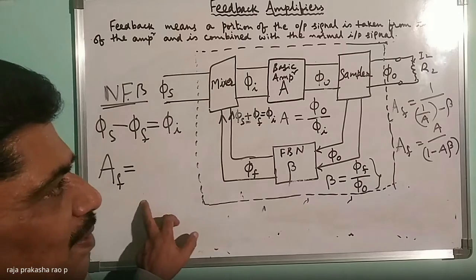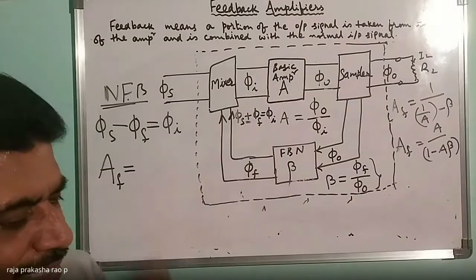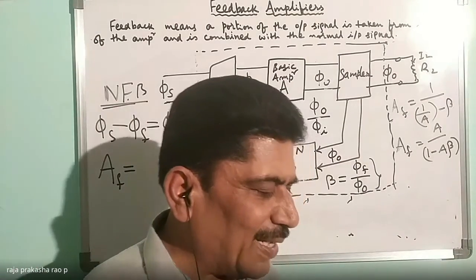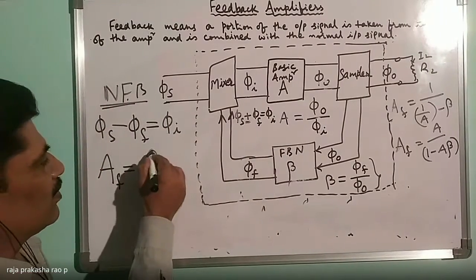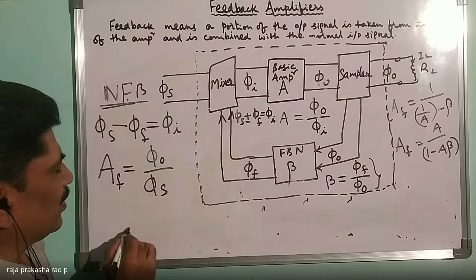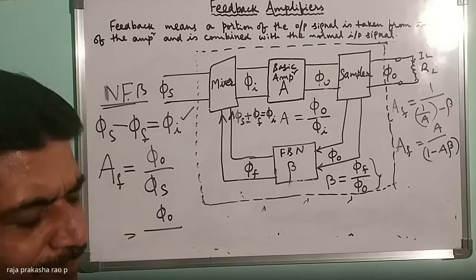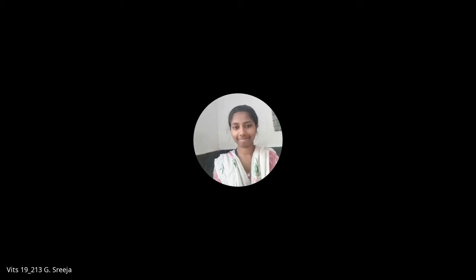Af is equal to what? The dotted line outside, the output Vo, and the input Vs. So what is Af? Tell me. Vo by Vs, which is equal to Vo by, what is Vs from this equation? Tell me. Vi plus Vf.